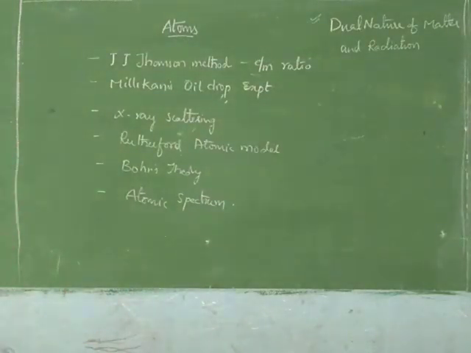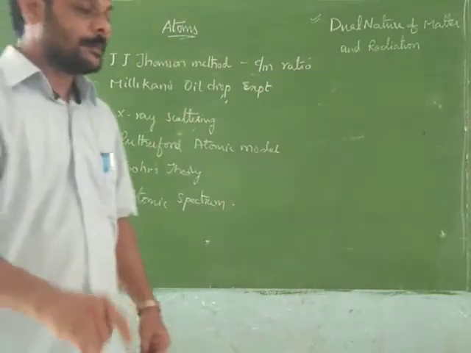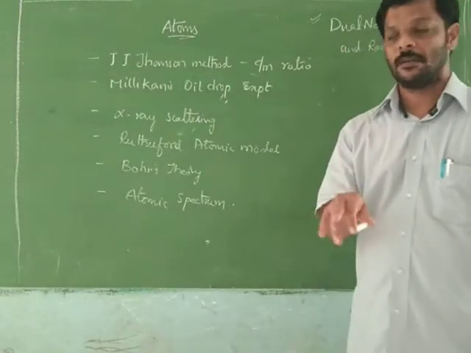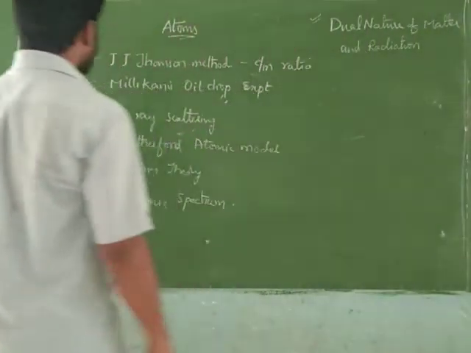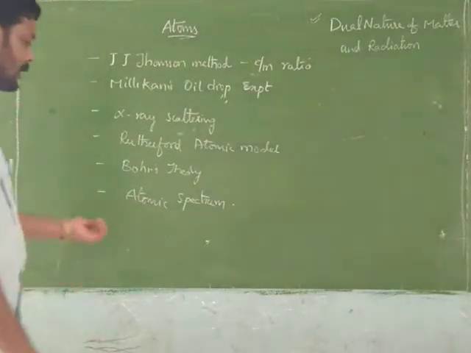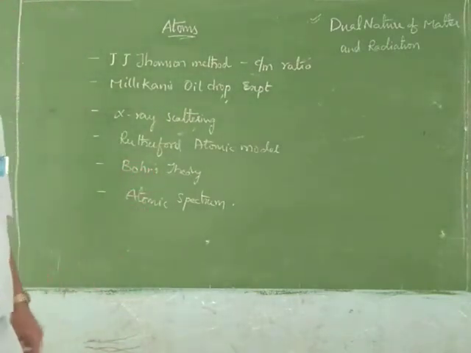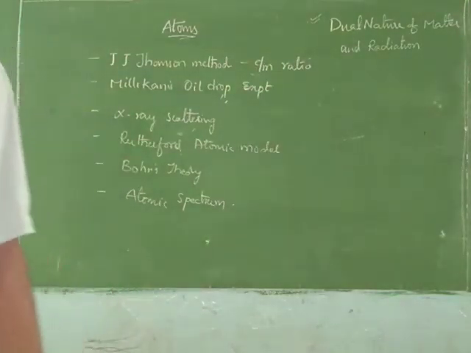These are the major concepts or topics we are going to discuss under the name of the atoms. So you should pronounce it as atom, not atom. Term should be term according to Manchurians. So atoms, J.J. Thomson method, Millikan's oil drop experiment, alpha particle scattering, Rutherford atomic model, Bohr's theory. It's not a Bohr theory, it's a Bohr's theory. Atomic spectrum. Good.